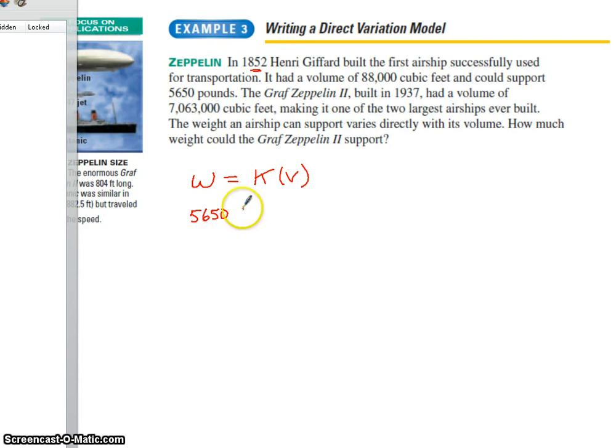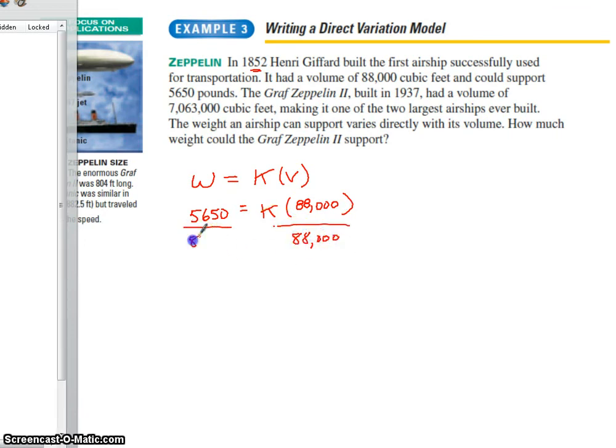5,650 pounds is equal to some constant of variation times a volume of 88,000 cubic feet. So if I divide both sides by 88,000, I will get 5,650 divided by 88,000. Quick calculation here on my calculator. Comes out to 0.064. That's my ratio. So that's my constant of variation, the k.